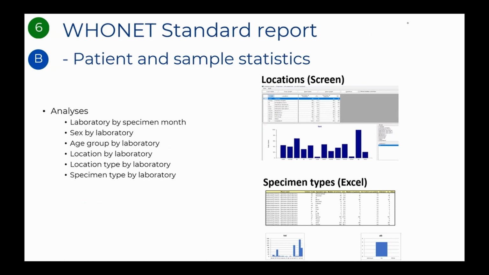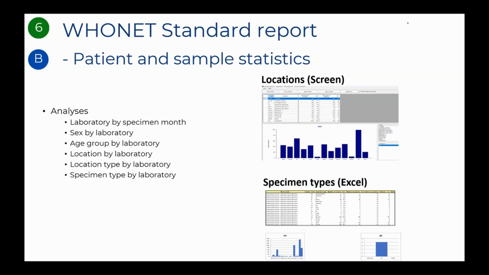The report called Patient and Sample Statistics performs the analyses mentioned here. WHONET presents the number of isolates and the number of patients for each laboratory by month, by sex, by age group, by location type, and by specimen type. This analysis provides a simple demographic overview of the patients, their samples, and their locations. You can see the tables and the graphs on an interactive screen or save the results to an Excel file.